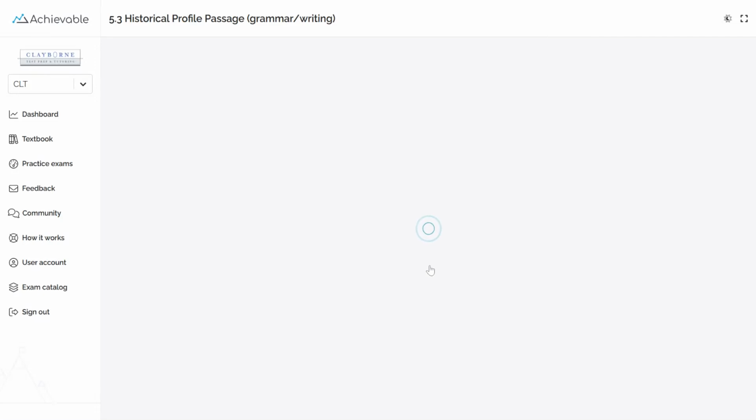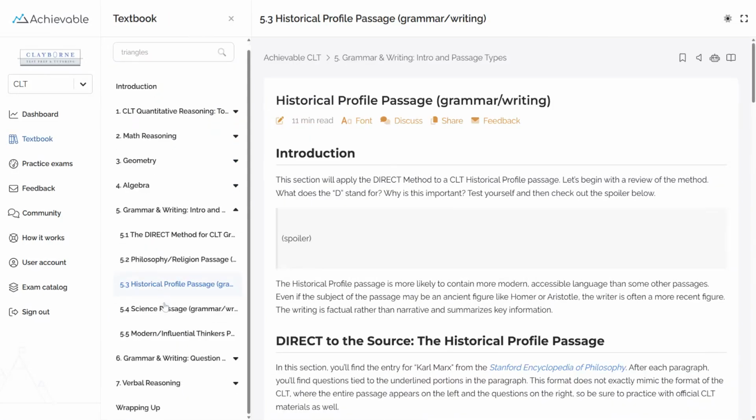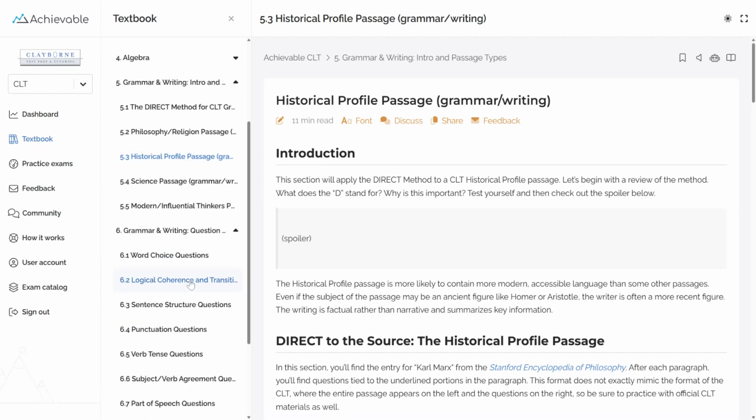All right, so with that under our belts, let's look at going back to the textbook, the other chapter. While with the first chapter, chapter 5 of grammar and writing, you'll want to focus on kind of the content. How do I do with a historical profile passage? What challenges do I face as I do the science passage?